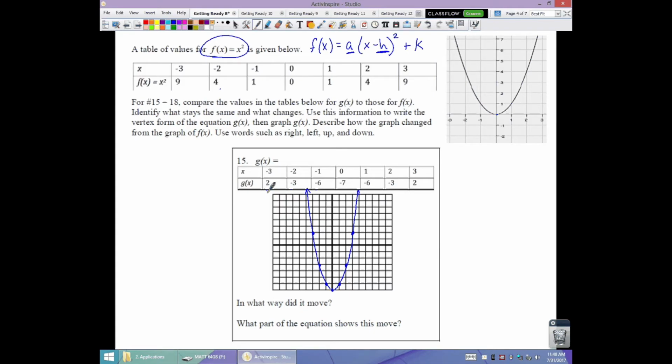So what makes that happen in an equation? It's the k. The k controls vertical motion. So our equation is just x squared minus 7, the vertical translation down. So it moved down 7, and the part of the equation that showed that move was the k.